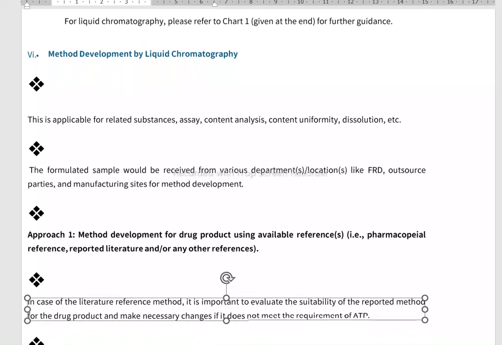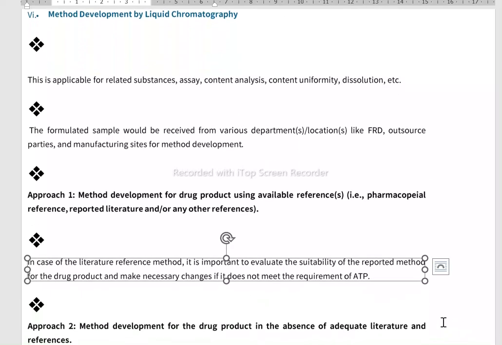So what you have to do, in the case of a literature reference method, is evaluate the suitability of the reported method for the drug product or drug substance, and make necessary changes if it does not meet the requirement of ATP. And what is the requirement of ATP? It should be the 3 requirements which we discussed earlier.